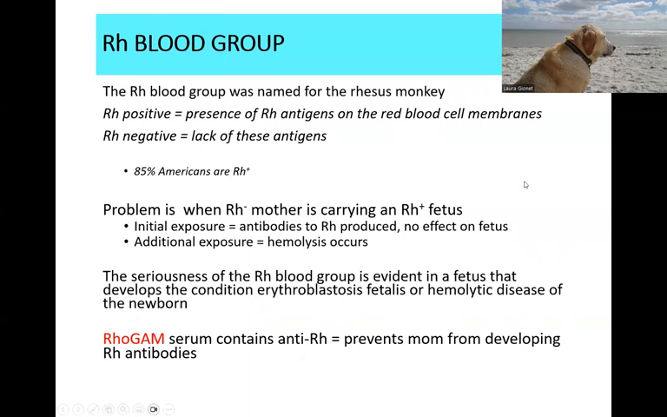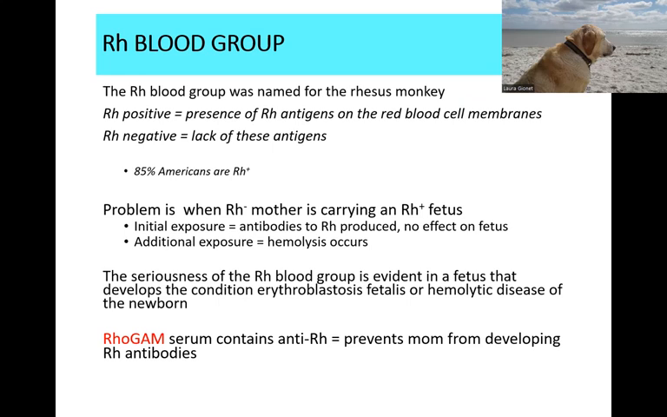All right, Rh blood group. The Rh blood group is named for the rhesus monkey. Rh positive means you have this Rh antigen on your cell surface, and when you're Rh negative, it means you don't have it. Now, when it comes to these antigens, you don't automatically make antibodies to an Rh antigen if you're Rh negative. You have to be exposed to a red blood cell that has the Rh antigen on the cell surface.